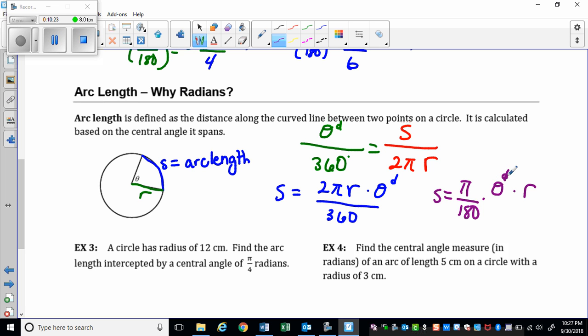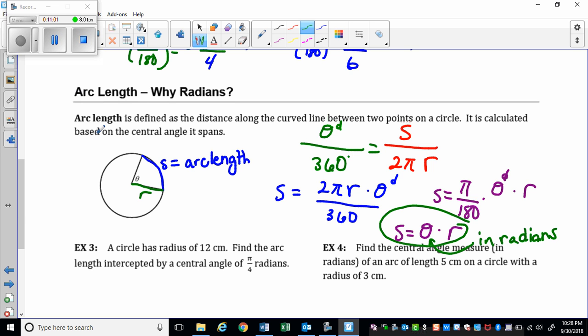But isn't the theta in degrees times pi over 180 our conversion to make it into radians? So my new arc length formula is going to be my angle in radians, times r, my radius. So I'm going to write this. Don't forget that this is my angle measure in radians. Okay. And this is now my new arc length formula.